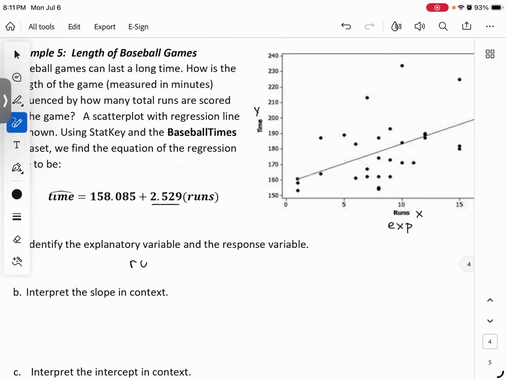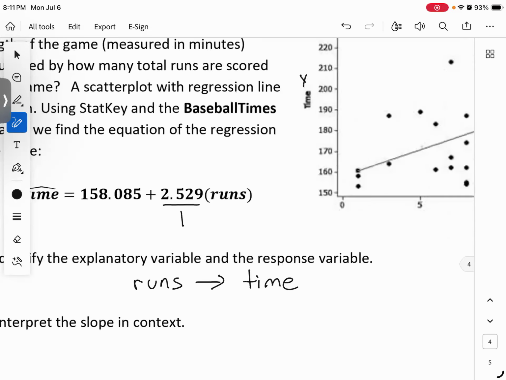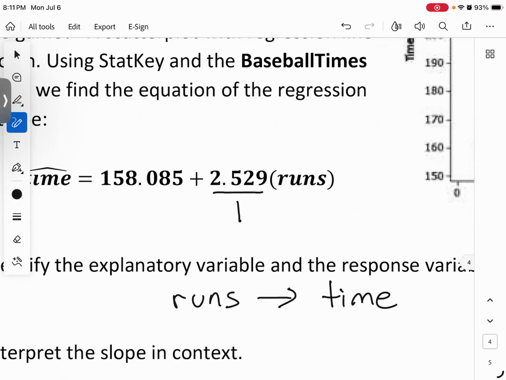So runs are being used to predict how long the game is going to last. And maybe this is one that, if you want, you can pause the video. It's asking you for B to interpret the slope, and maybe before you do that, remember the slope is 2.529. And again, my little trick that I always recommend is just put it over one. And so for every one of these, this is the change that you expect to have happen for the response.